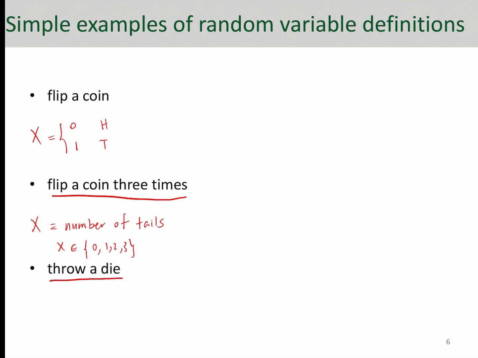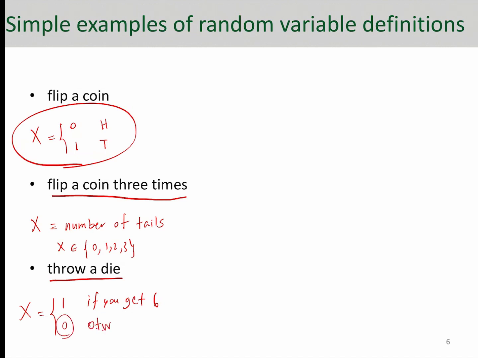So that's the range of this random variable. Or throwing a die. I can define a similar random variable that I defined for flipping a coin, a binary random variable. It's equal to 1 if you get 6, and it's equal to 0 otherwise. Obviously, the probability of 0 is more than the probability of 1, because 5 outcomes result in x equals 0, while just 1 outcome out of 6 results in x equals 1. But that's fine. It doesn't have to be equally likely.